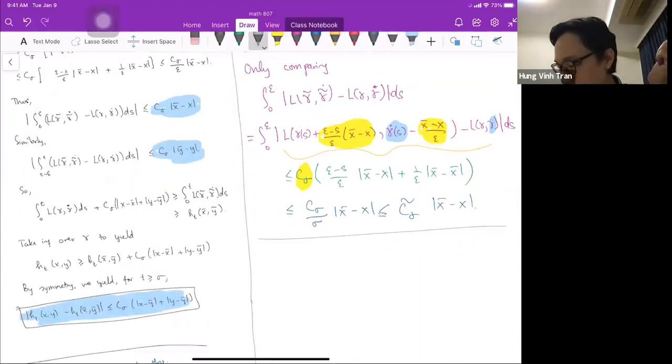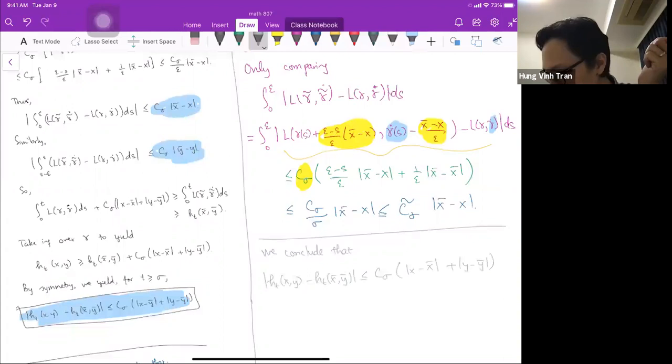So we conclude that h_t of (x, y) minus h_t of (x bar, y bar) is less than or equal to c sigma times the quantity x minus x bar plus y minus y bar. I think I made a mistake. Okay, there's a typo here.